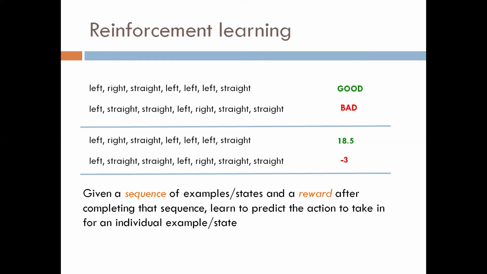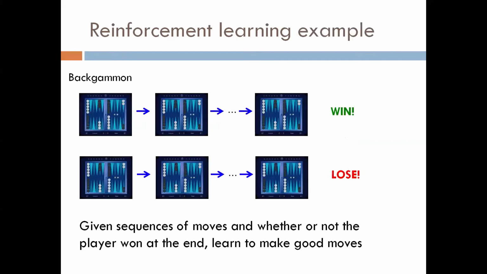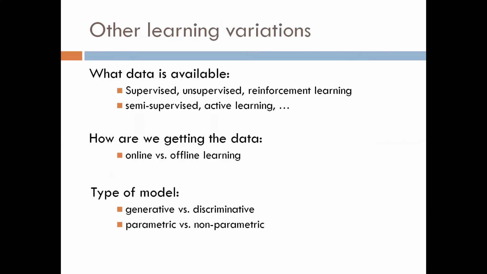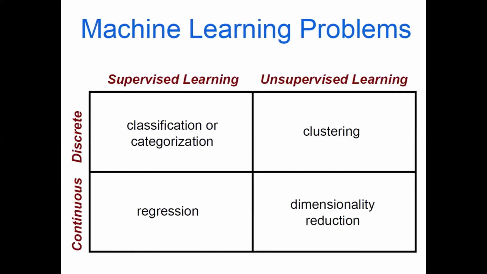The world is deciding based on competing. Other learning variants: semi-supervised learning, active learning, a very active research area, online and offline. Types of model: one is generative model and discriminative, which you learn once you learn about deep learning models. Parametric and non-parametric, this also I'm not going into. So now let us understand a little bit about classification and prediction combined with supervised and unsupervised.